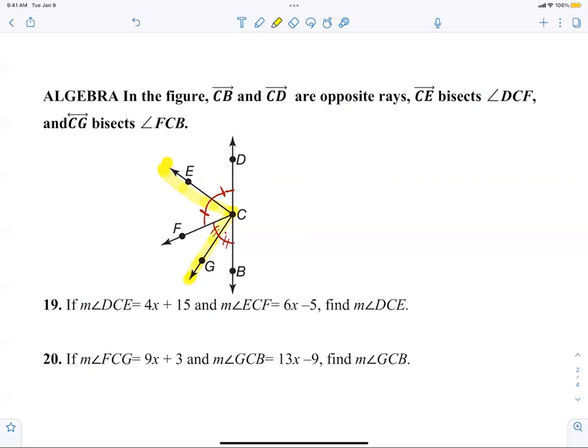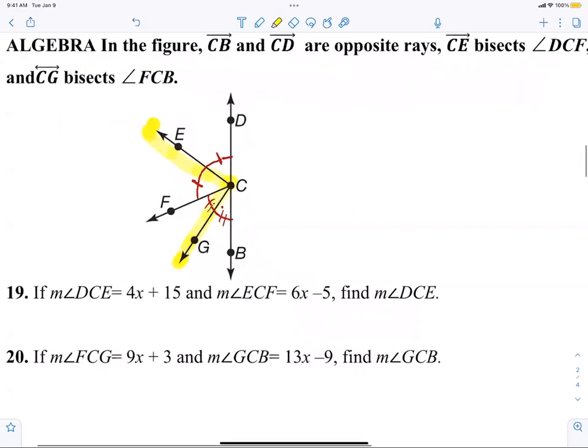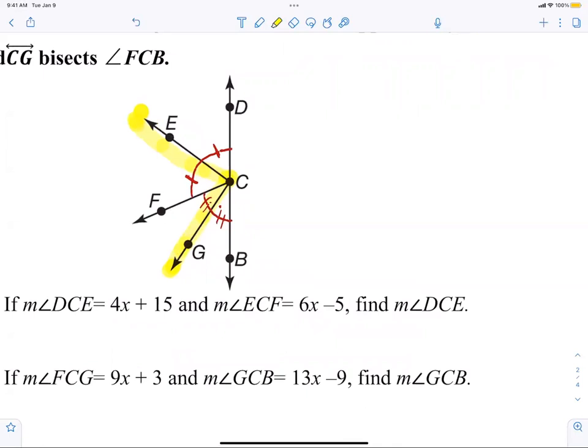Did anybody figure out what these two angles must add up to? Somebody take a guess? Good. 90. Does anybody agree with that? Does it look like 90? It does? Okay. Let's figure out why it's 90.